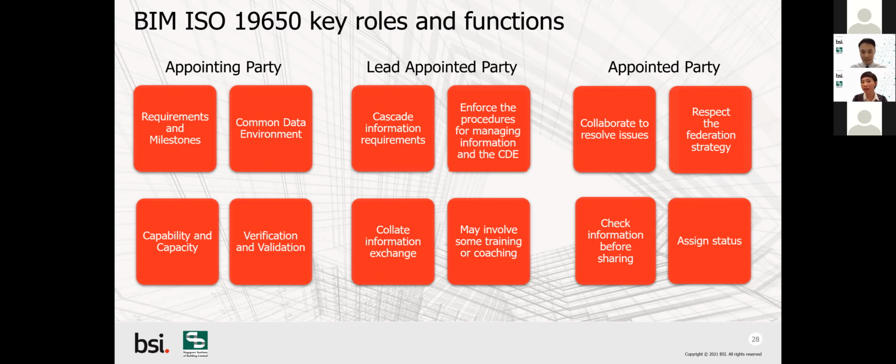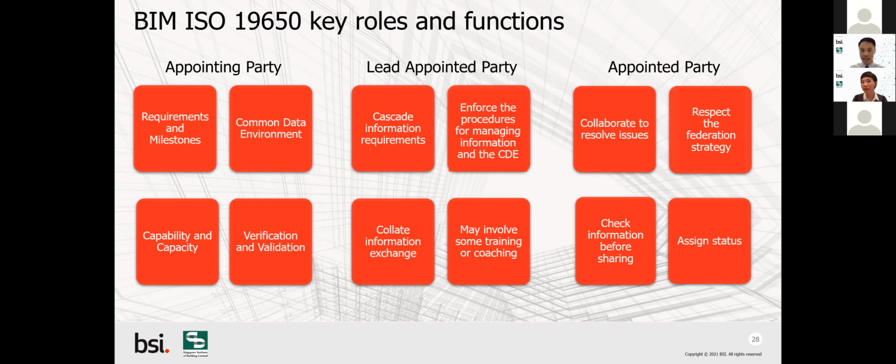Last but not least, this is something you need to be very aware of if you are a main contractor or a specifier. Down the supply chain, if the other contractors or suppliers are not competent or don't have the capacity to execute with BIM, then what do you do with them? In 19650, there is an expectation on the lead appointing party to provide some training or coaching to ensure that down the line, everybody has the capacity, capability and competence to function in this BIM environment. So that would be the lead appointing party.